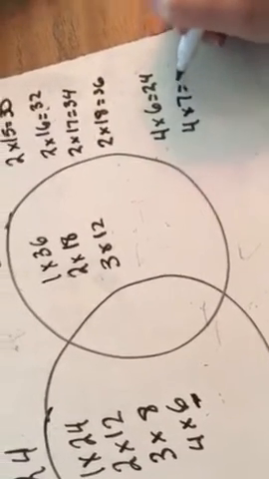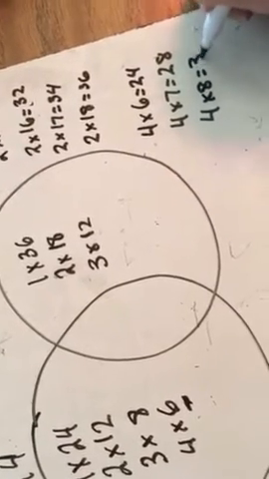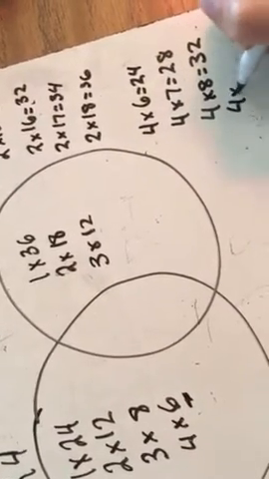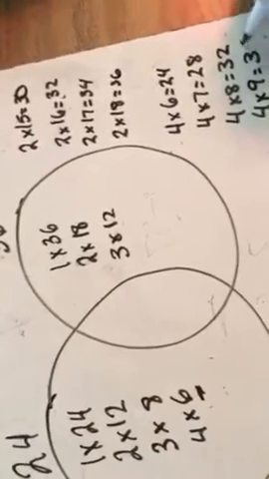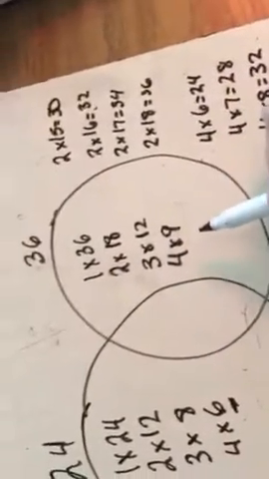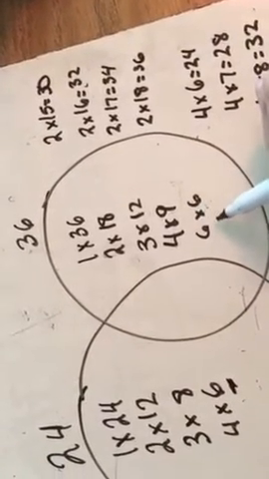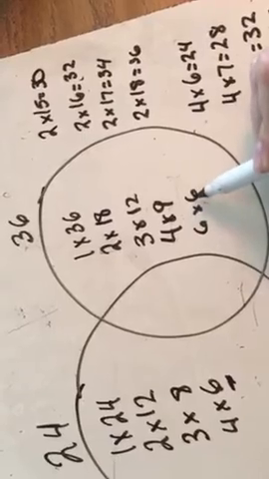4 times 7 is 28. 4 times 8 is 32. 4 times 9 is 36. Good thing I did that. 4 times 9, I know 5 is not a factor. 6 is a factor, 6 times 6, and 7 is not a factor. Now I'm right back to 6.